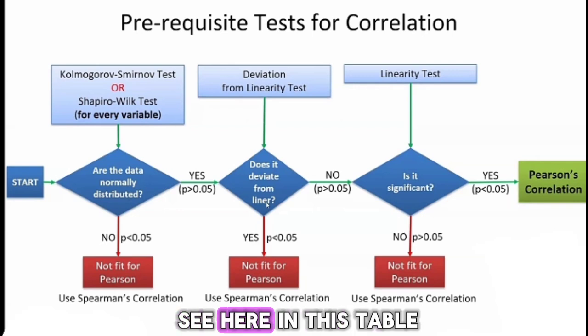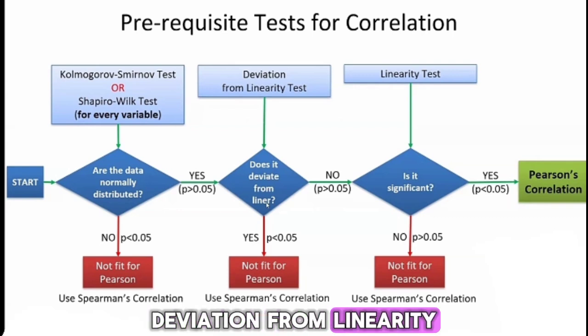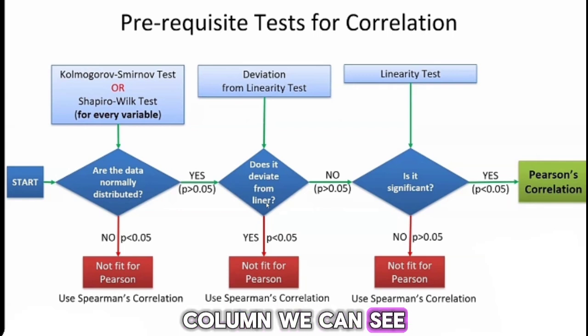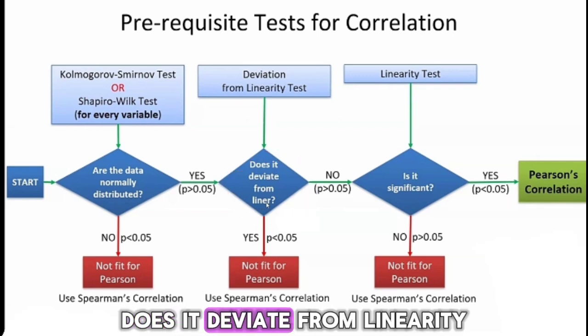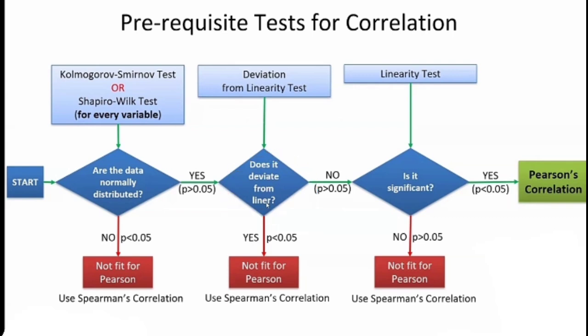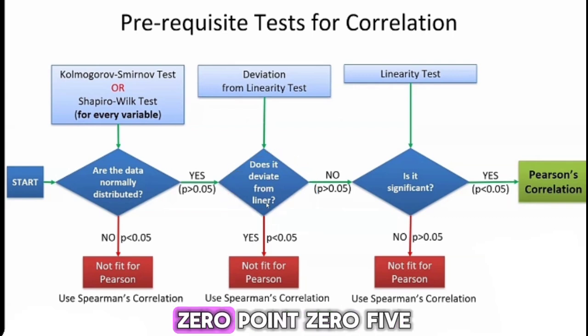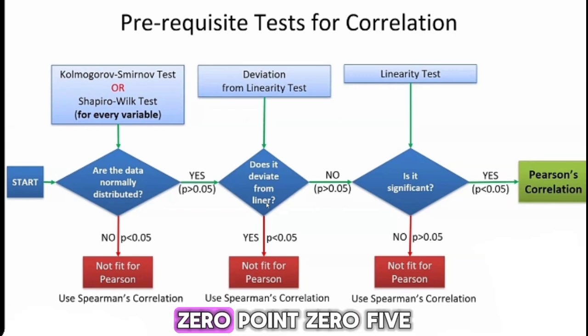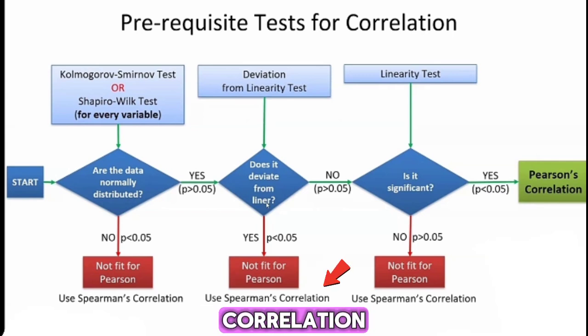So we can see here in this table, in the deviation from linearity column, the question: does it deviate from linearity? If the value is above 0.05, then we can continue using Pearson correlation. But if the p-value is below 0.05, then we need to use Spearman correlation.